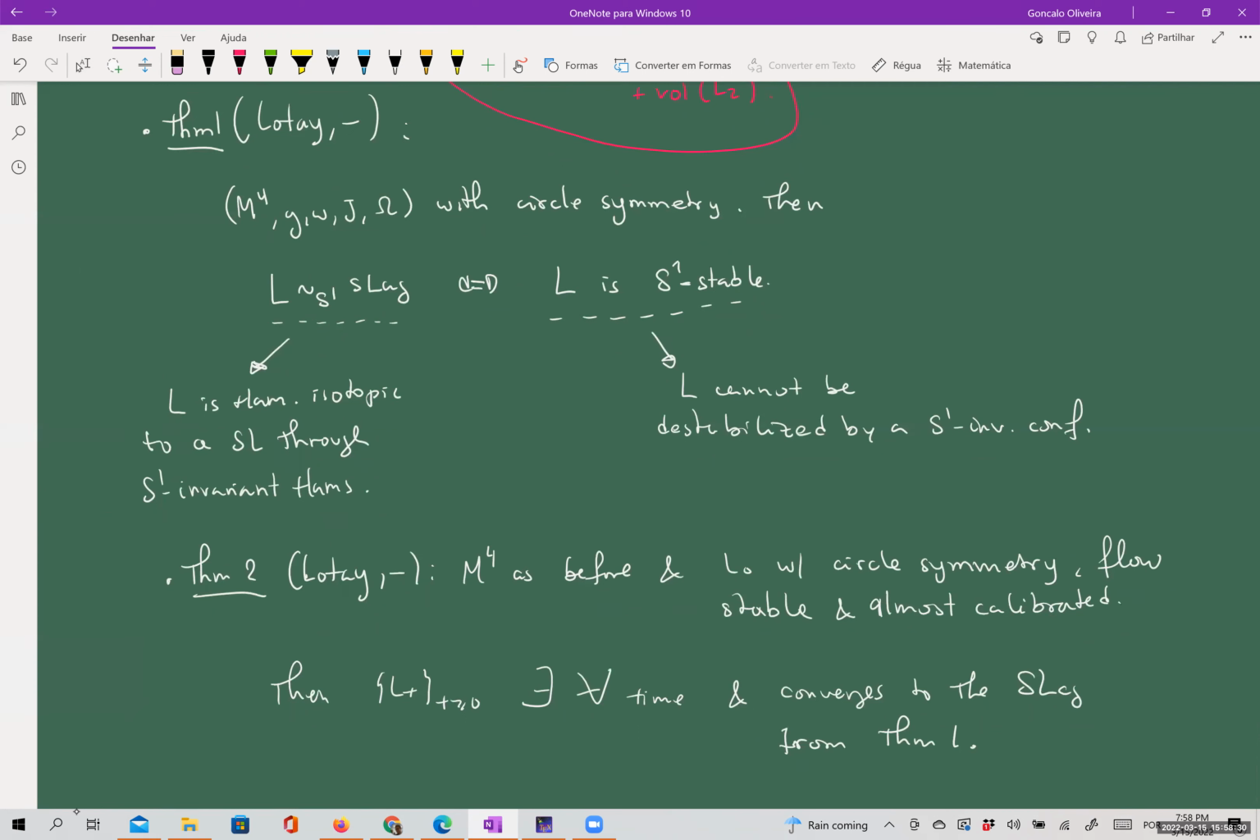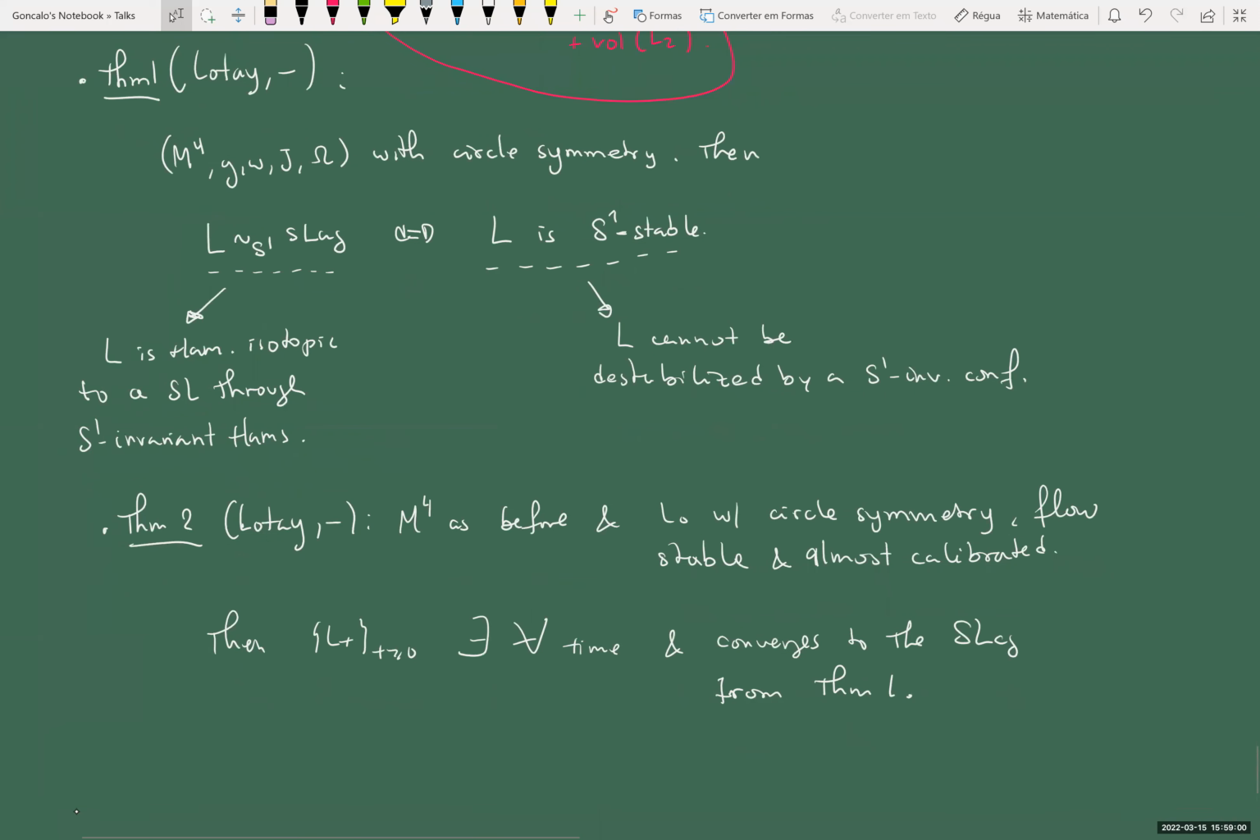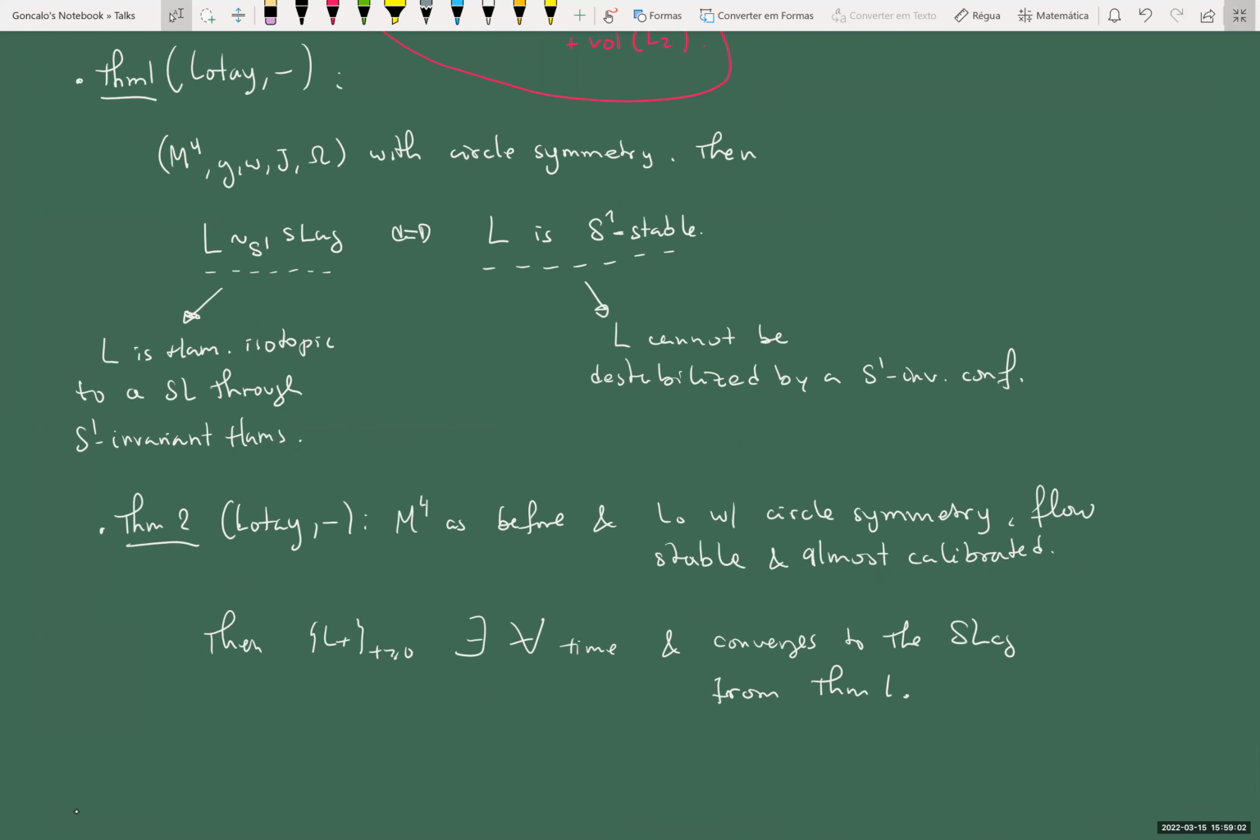I also have a question. L0 in the second theorem is the same as the L that is mentioned in the previous theorem, right? You suppose that furthermore it's stable and the other properties, right? Yes. But the first theorem applies with a little bit more generality because you don't need to require L0 to be almost calibrated and stable.